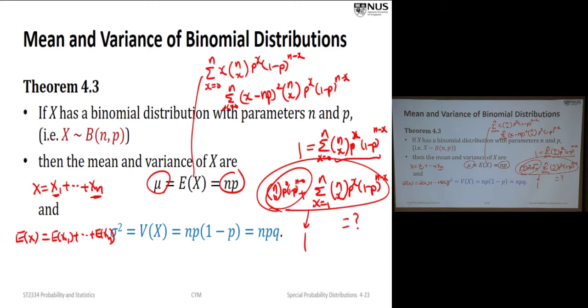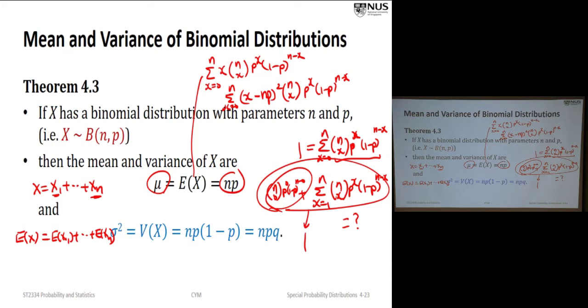Is this correct? Expectation of x. If x equals x1 plus x2 plus x3 up to xn, then the expectation of x equals the sum of the expectation of x1, expectation of x2, expectation of x3, and so on. Is this correct?